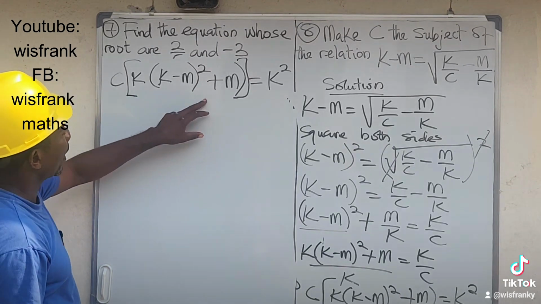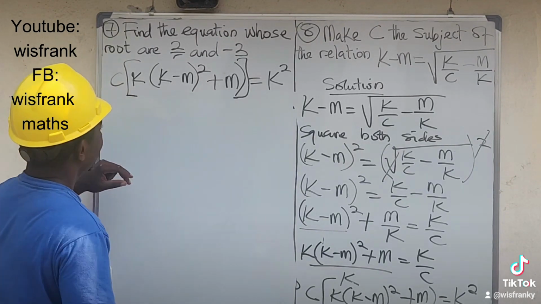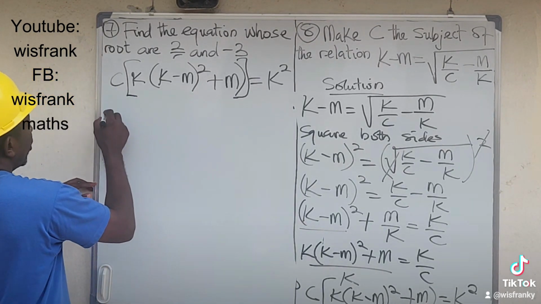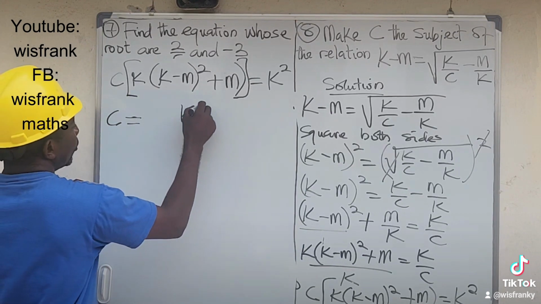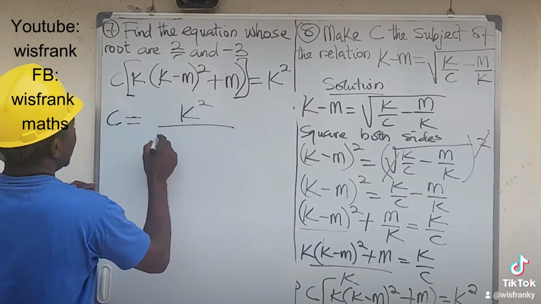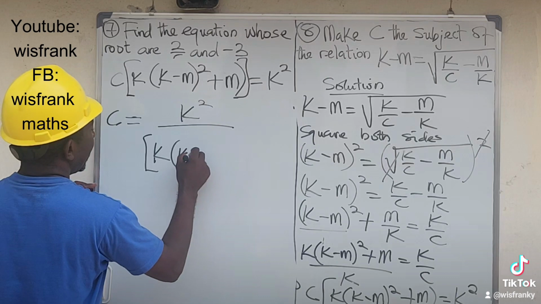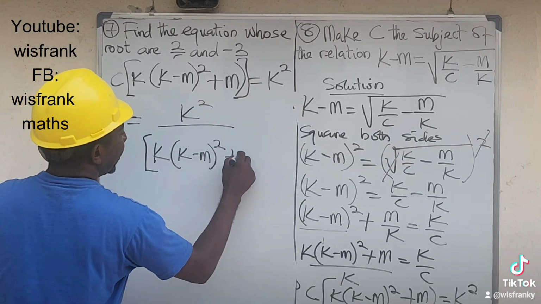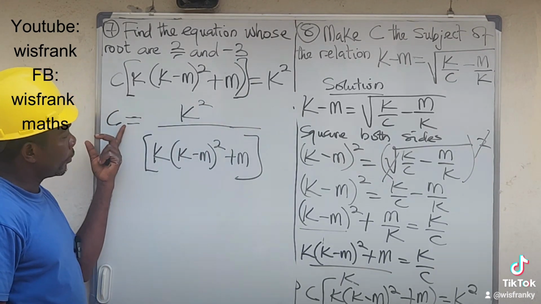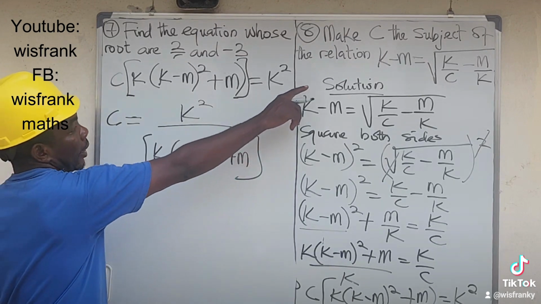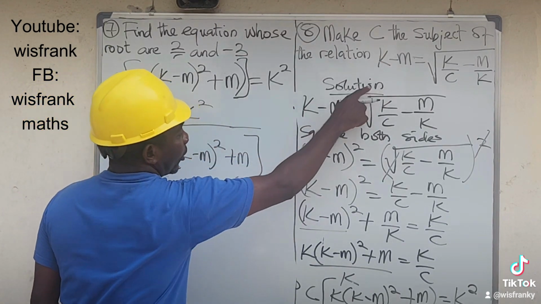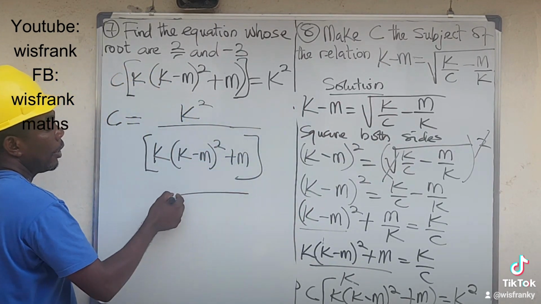So here we can divide both sides by this. Dividing all through by that, c will become k squared all over the whole of this, which is k into k minus m squared plus m. So this is the value of c that we are asked to make the subject of the relation in this equation. So this is the value of c.